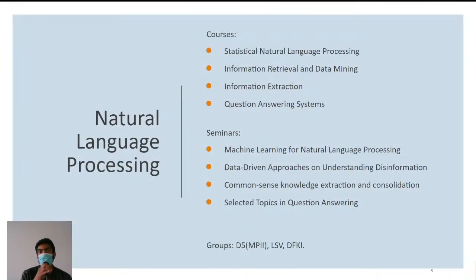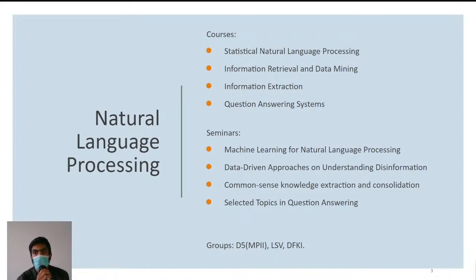The second very important field is natural language processing. Even here we have multiple courses like statistical natural language processing, information retrieval and data mining. Information retrieval and data mining is offered once in 2 years. It was offered last winter semester, so now it will be offered again in the next winter semester. Then we have information extraction, question answering system. Similarly, we have multiple seminars.